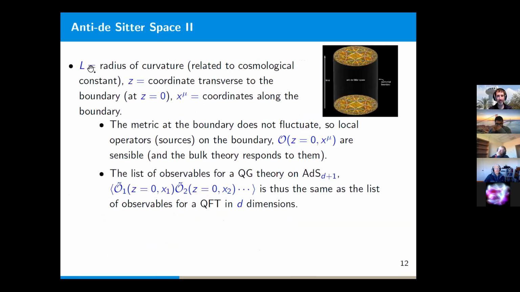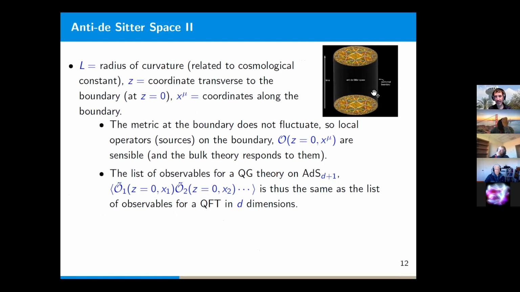So I'll denote by L the radius of curvature of this anti-de Sitter space, which is related to the cosmological constant when we view it as a solution of Einstein gravity. I'll denote by Z what's called the radial coordinate of anti-de Sitter space, which goes to 0 at the boundary and then grows towards the interior. And I'll denote by X mu the coordinates of anti-de Sitter space that are parallel to the boundary.